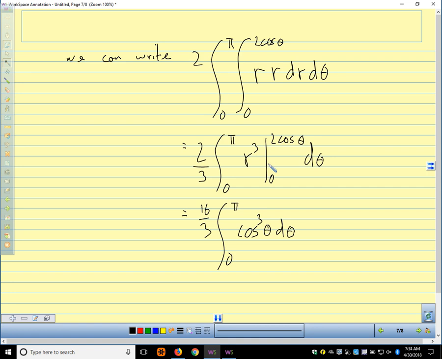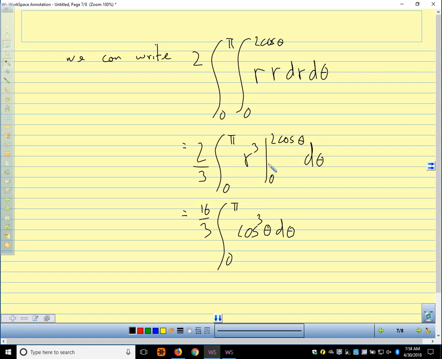What's the value of cosine theta at 0? 1. What's the value of cosine theta at pi? Negative 1. There's still negative 1. What's going to happen if we integrate that from 0 to pi? We're going to get 0.